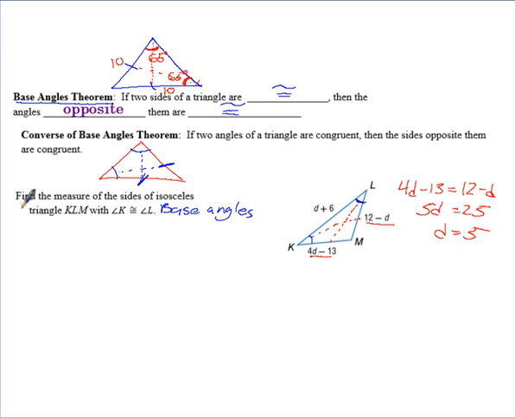Now the problem does want us to find the measure of the side, so we have to substitute 5 back in. So when I substitute 5 into here, 12 minus 5 is equal to 7. Because I'm saying these two things are equal, I really shouldn't have to substitute into this. But if you want to double check yourself, it should be the same. 4 times 5 is 20. 20 minus 13 is 7. And then over here, 5 plus 6 is equal to 11.